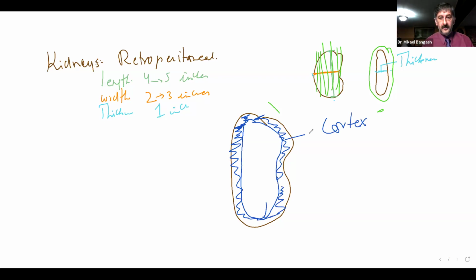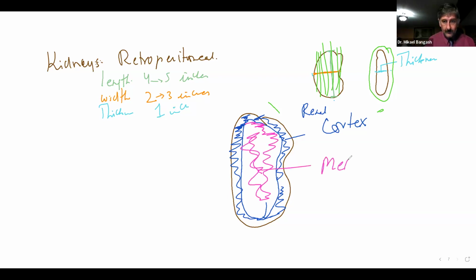Now, since this is the cortex of the kidney, it is the renal cortex. The cortex, the outer layer of your kidney, is referred to as the renal cortex. Whereas the inner part of the kidney is called the medulla. Since we talk about the medulla of the kidney, we can say it's the renal medulla.